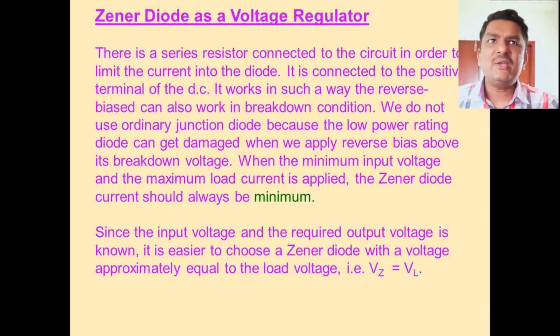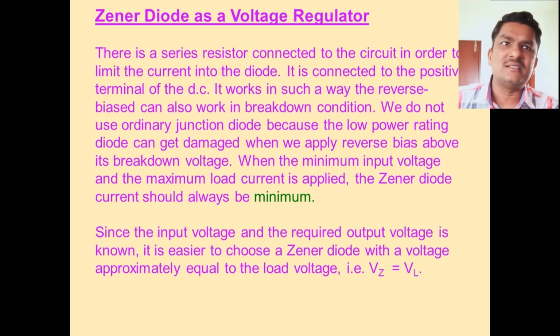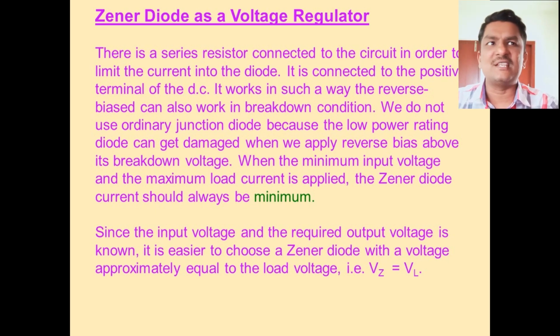Zener diode as a voltage regulator. Just now we discussed that. There is a series resistance connected to the circuit in order to limit the current in the diode. It is connected to the positive terminal of the DC, and it works in such a way that the reverse biased diode can also work in the breakdown region.